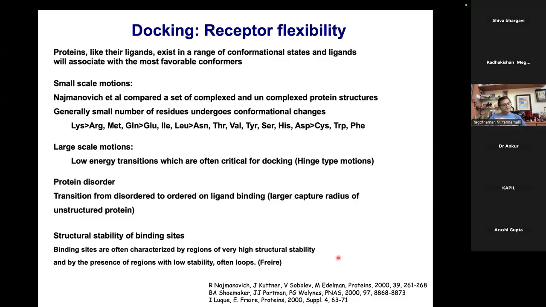So catalytic enzymes are different and structural proteins are different, sir. Both are different.